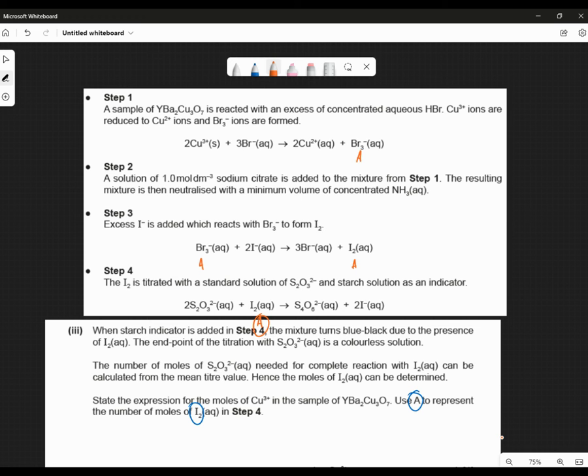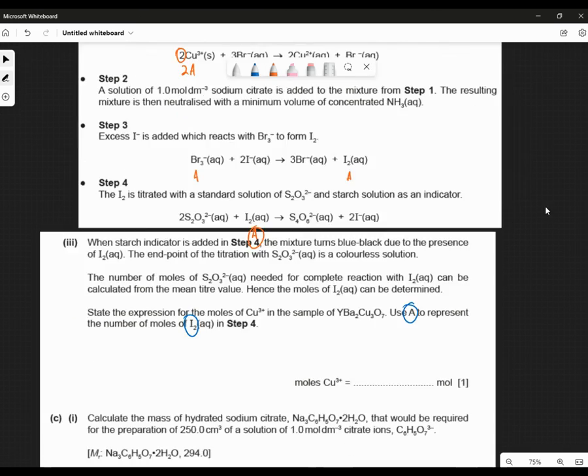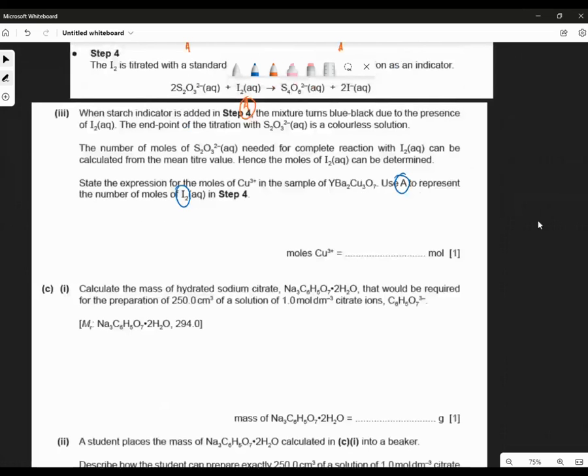If this is A, this must be 2A, because I'm using the coefficients. So the answer there is very simply, number of moles in terms of A is going to be 2A.